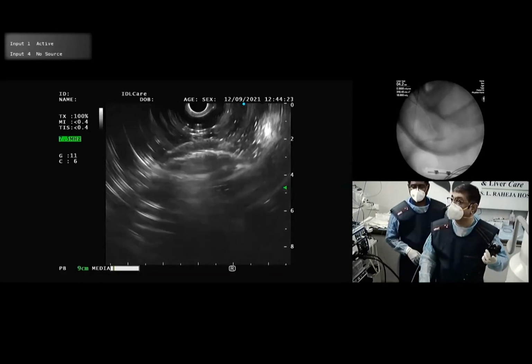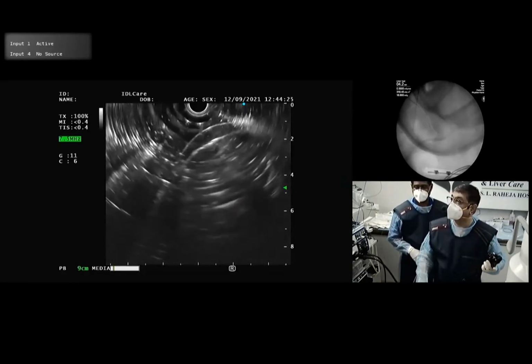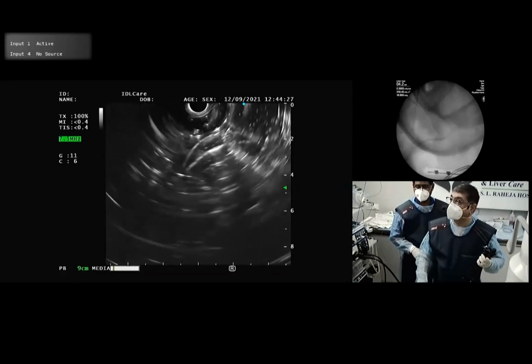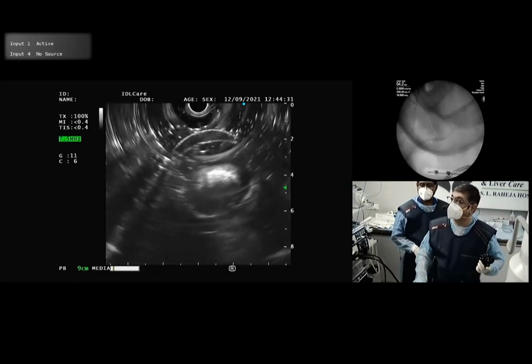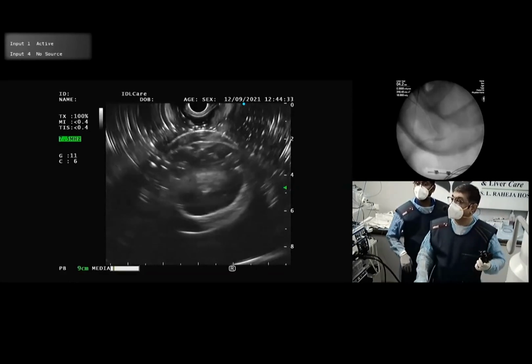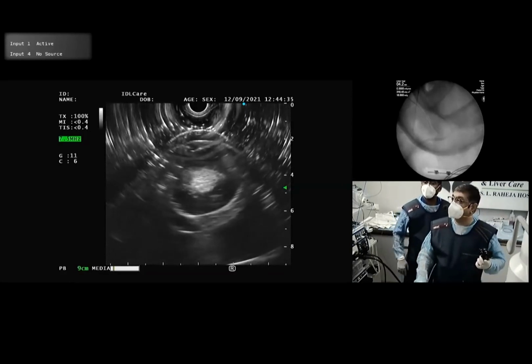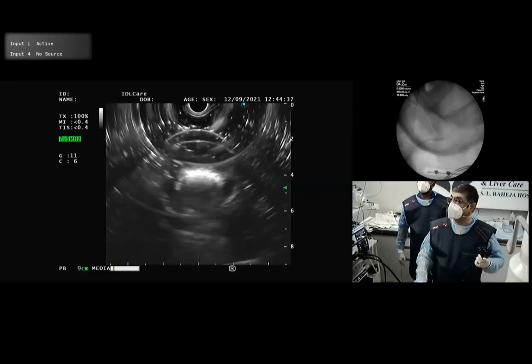Where is the jejunum? It has to go straight. Is this it? Yes, I can see your tube here. See, this is the jejunum.